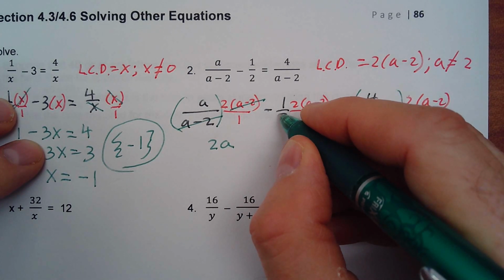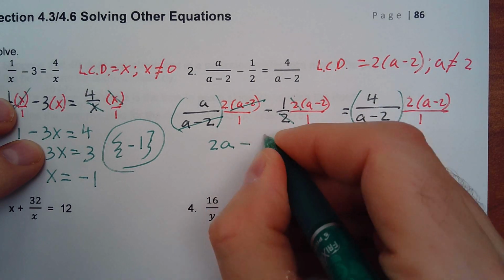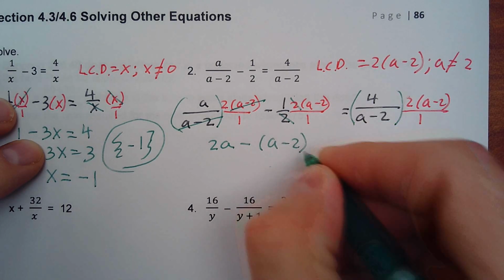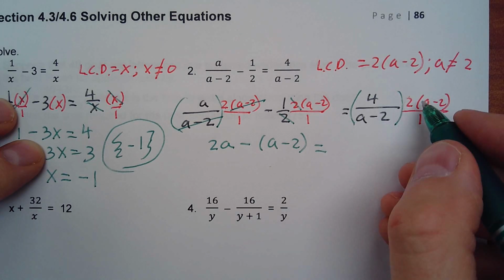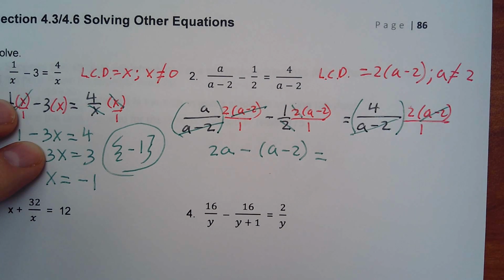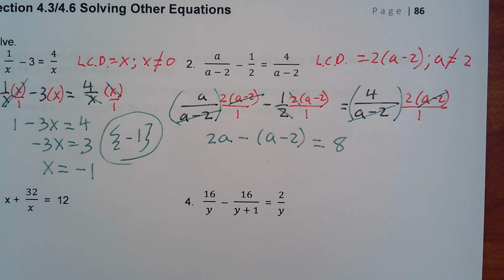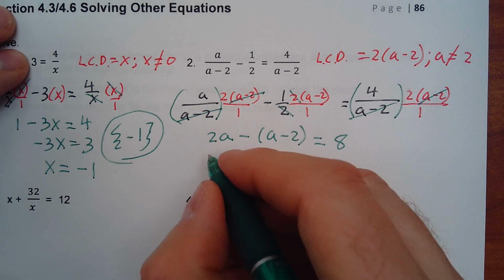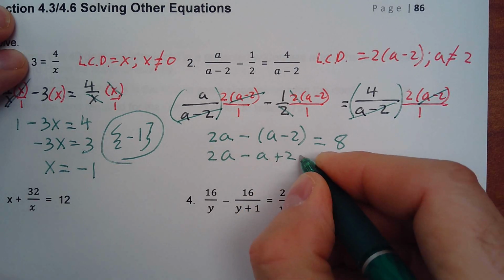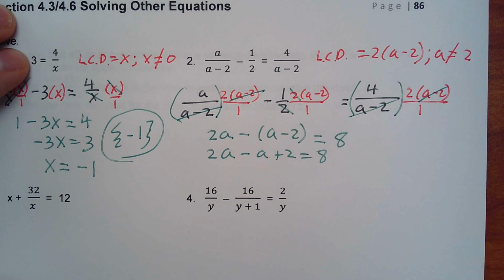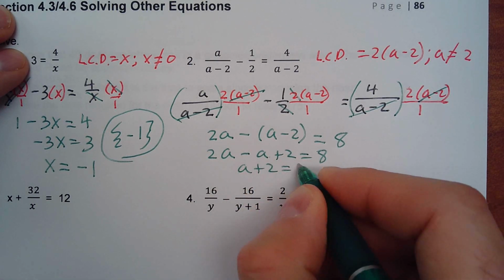So I'm going to divide out the 2's. A minus 2. And over here, a minus 2's divide out. 4 times 2 is 8. So I'm going to distribute that negative to both terms. That gives me 2a minus 8 plus 2 equals 8. Combining, that's a plus 2 equals 8.